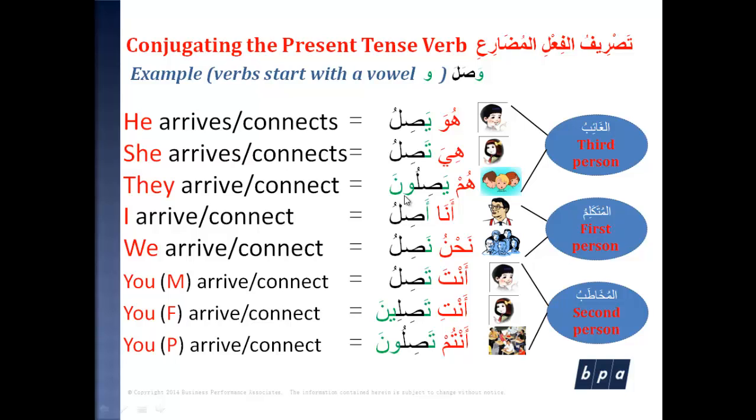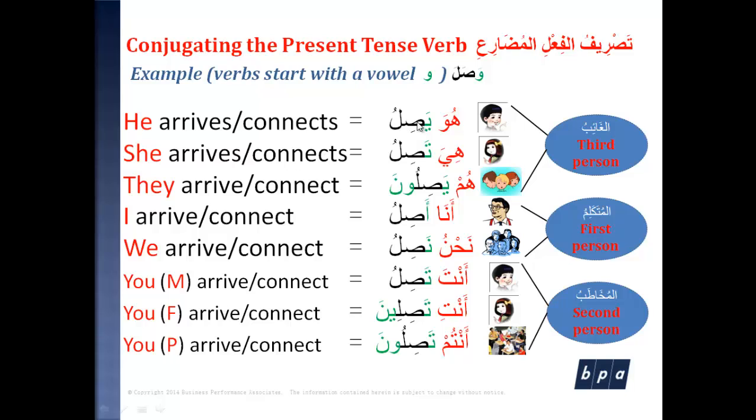I changed the color of the prefix and the suffix from the regular red to green here to indicate that important change, that the waw disappeared. So huwa yasilu, hiya tasilu, hum yasiluna, ana asilu, nahnu nasilu, أنت تصل, أنت تصلين, أنتم تصلون.